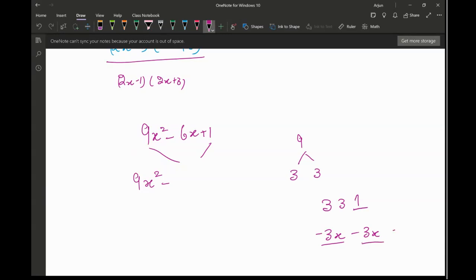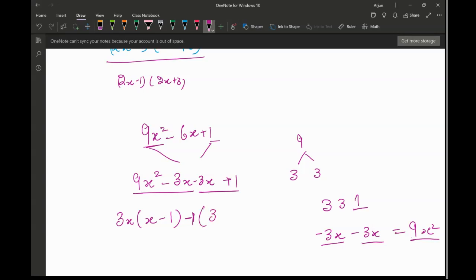And now my prime factors will be in 9x squared minus, well, this will be minus 3x minus 3x, because minus times minus will give me positive 9x squared, which is this and this multiplied. So minus 3x minus 3x plus 1. Now I will take common from here 3x common, and x minus 1, and then out of these two I'll again take minus 1 outside. The sign inside will change, 3x minus 1.